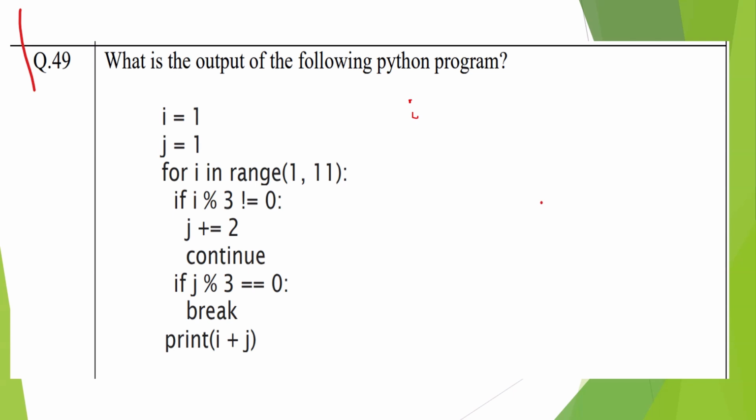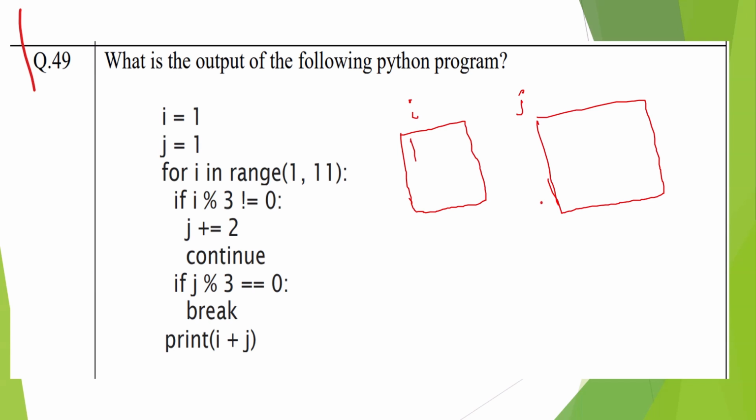So we have one i here and j. This is our i and this is our j. Initially i is 1 and j is also 1. Now the program will run from 1 to 11, which means 1 to 10. So what are the values in i? i will run 1, 2, 3 up to 10.